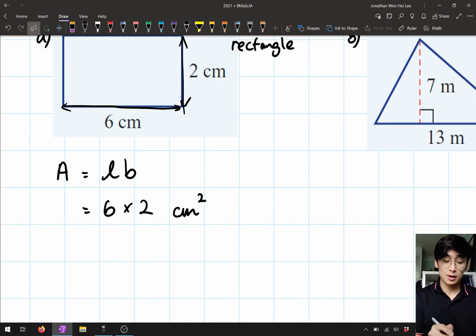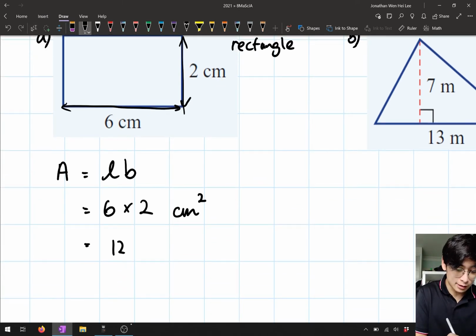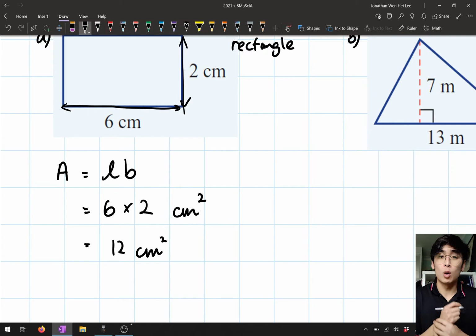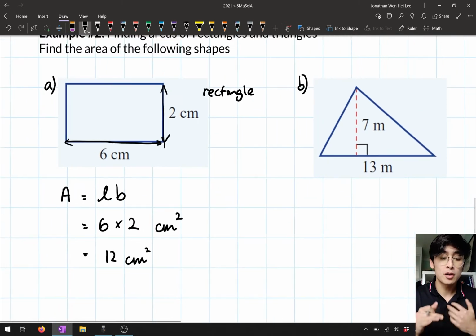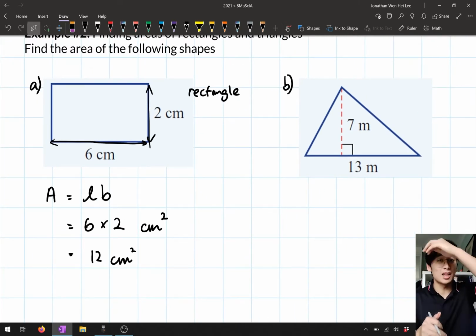Okay, so 6 times 2, that just gives me 12. And so here, for this one, my area is just 12 centimeters squared. Okay, so just remember, we need to find those two measurements, L and B, find the correct formula to substitute it into, and just substitute those values in. Let's have a look at this next example.